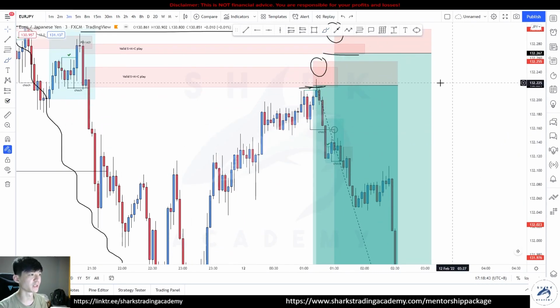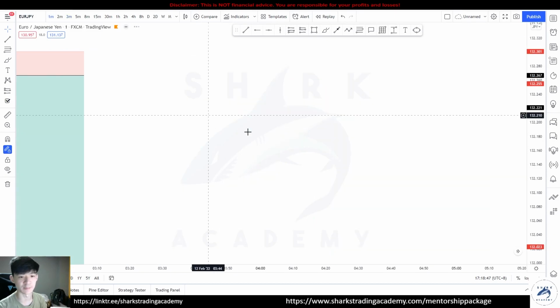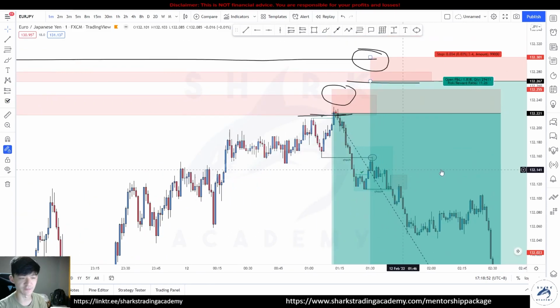So this is where you actually take another step. Let's say you are going down to the 1 minute time frame to look for step number 4. You want to get the best RR. You want to look for a 1 minute shift in structure.